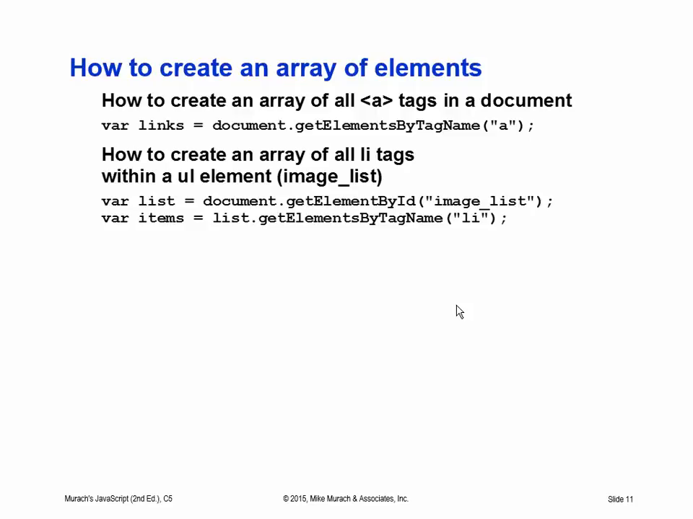So here they show you how to create an array of elements. Again, to use the document.getElementsByTagName, this will grab every anchor link on the page and put it into an array called links. This, as it says, will create an array of all LI tags within a UL tag, that being the image list.